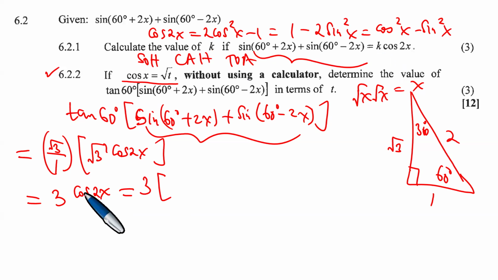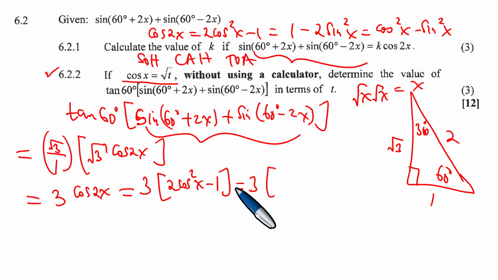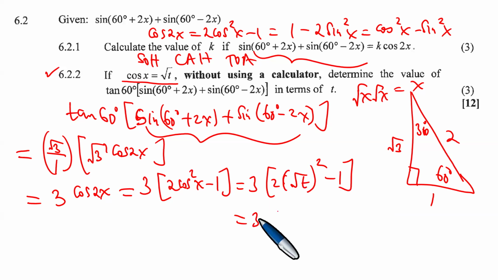Because obviously cosine 2x is 2 cosine squared x minus 1. So it is 2 cosine squared x minus 1, which is 3 times that. Okay, 2 times cosine x, which is the square root of t, squared, minus 1. If you square the square root, it becomes just t, so that we have 2t minus 1.